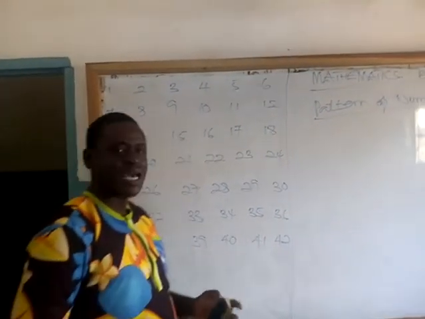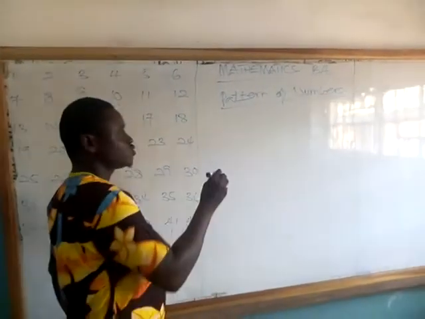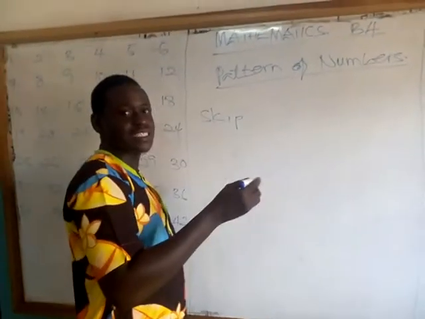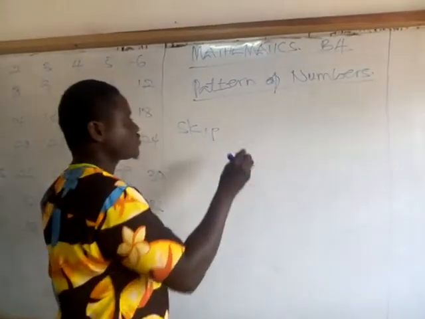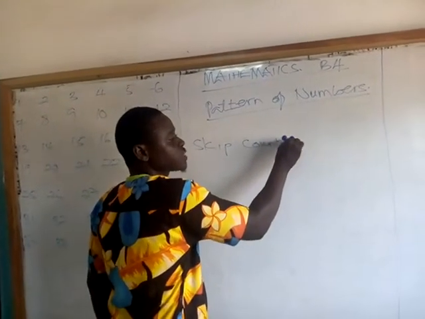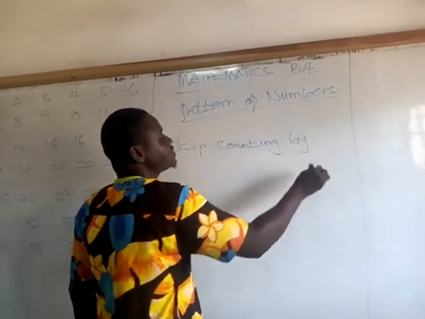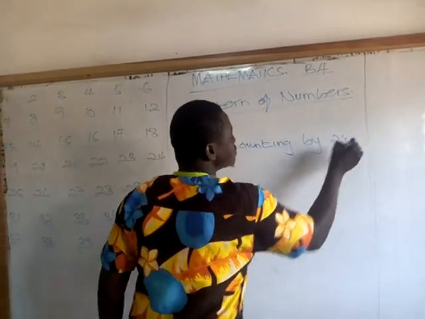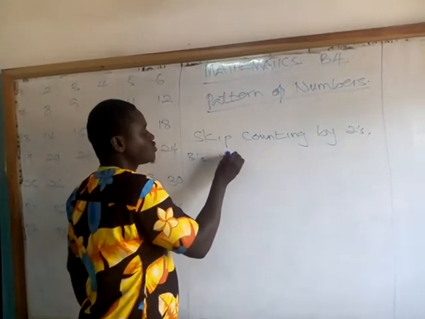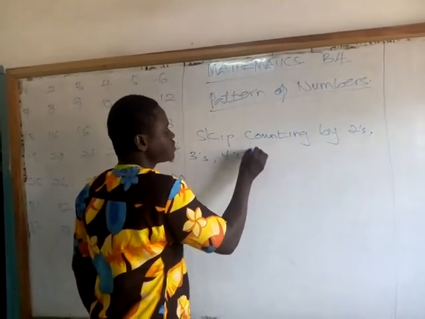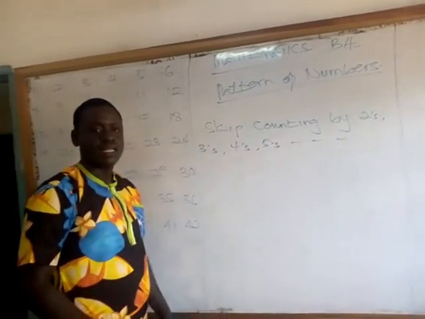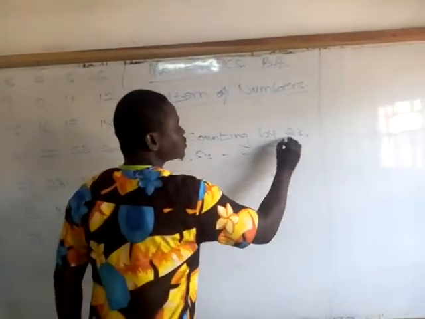Now, you may be asked to skip count by a certain number of steps. For instance, you could be asked to skip count by 2s, 3s, 4s, 5s, and so on.